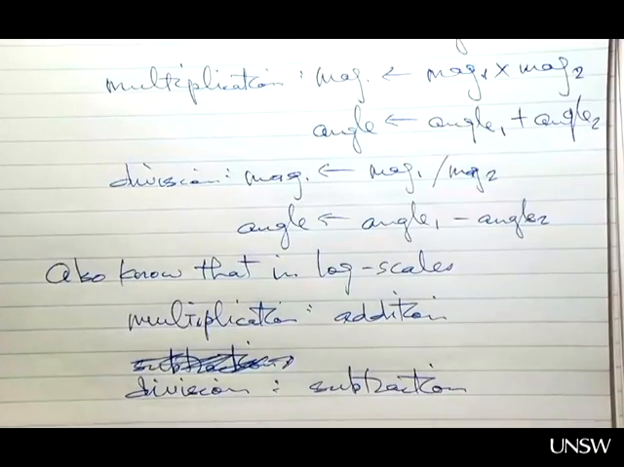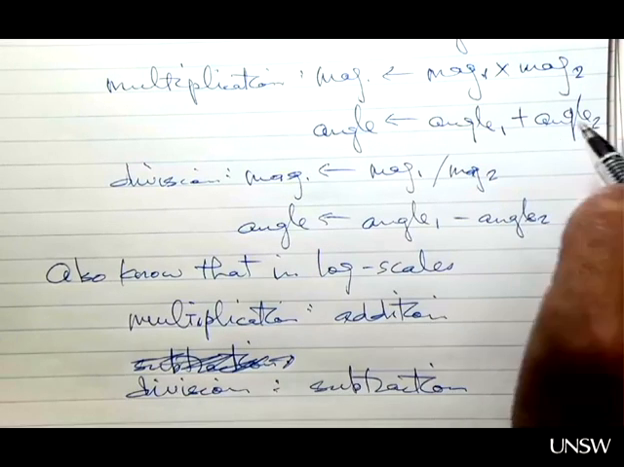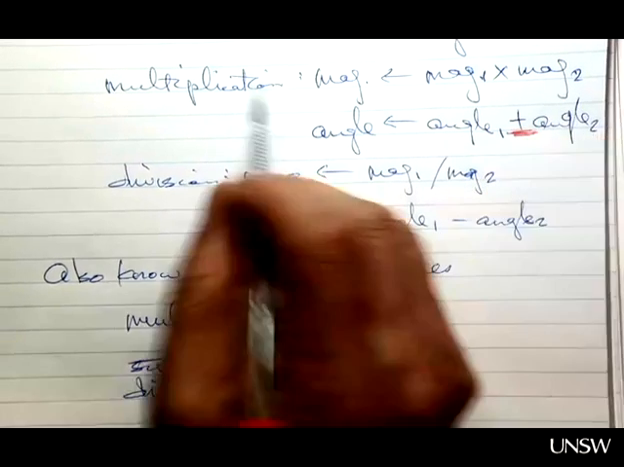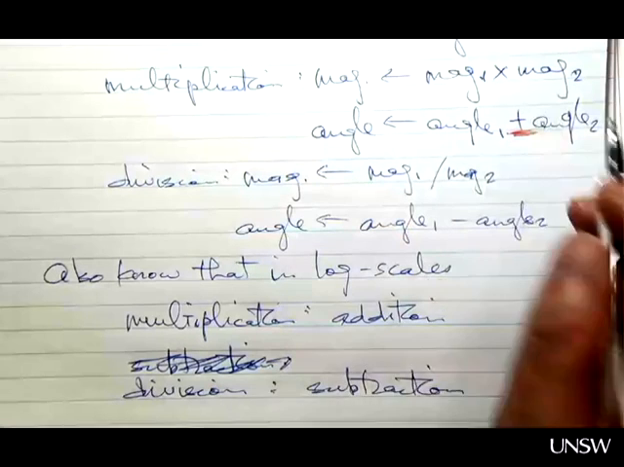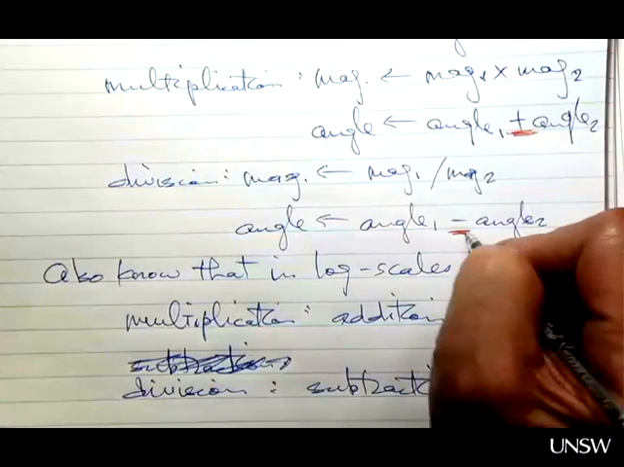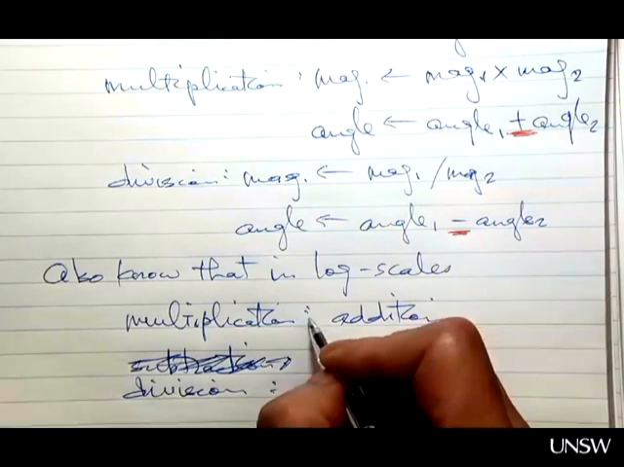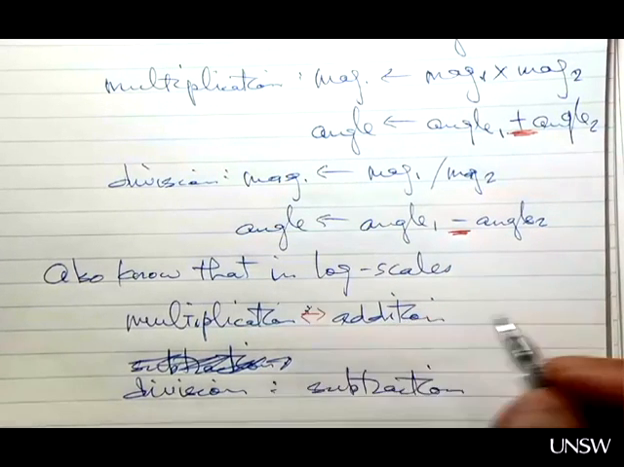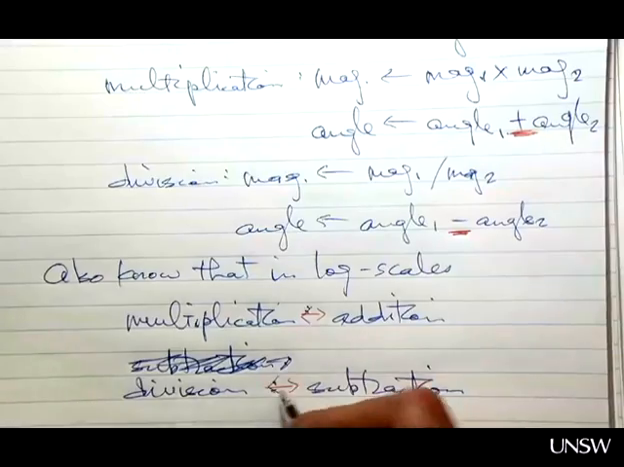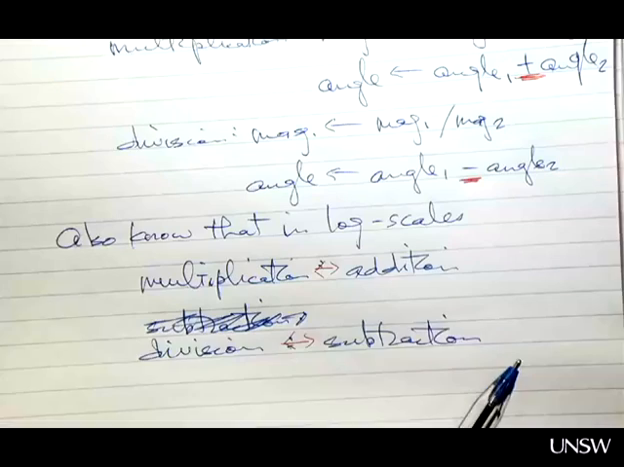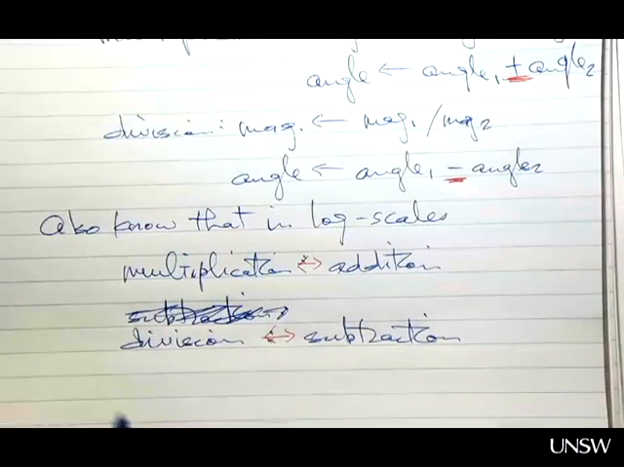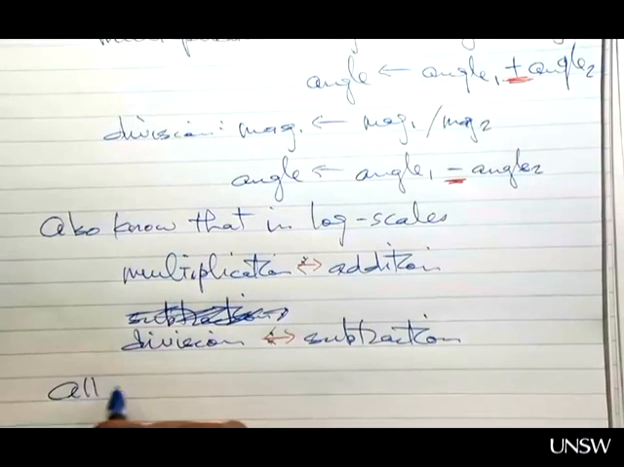So because of this change, the multiplication becomes the addition of angle, and the division becomes the subtraction of angle. In the logarithm scale, multiplication becomes addition, and division becomes subtraction. And that makes the calculation easier.